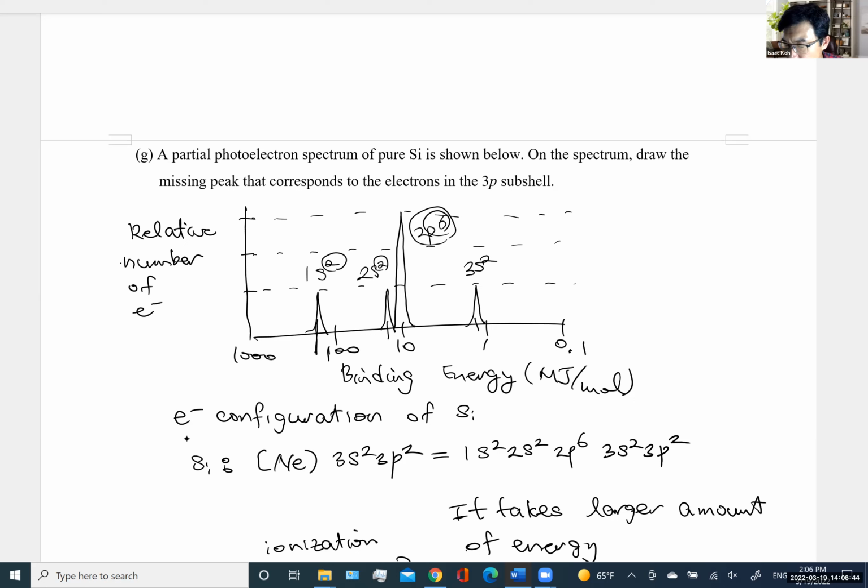And then 3p2 should be close. So then number of electrons 2, and it should be close. As you see here, 2s and 2p is close, 3s2 and 3p2 is close. So this one should be the remaining diagram. Smallest amount of energy is required to take out 3p electrons from the valence shell. I mean the highest energy level, 3p subshell.